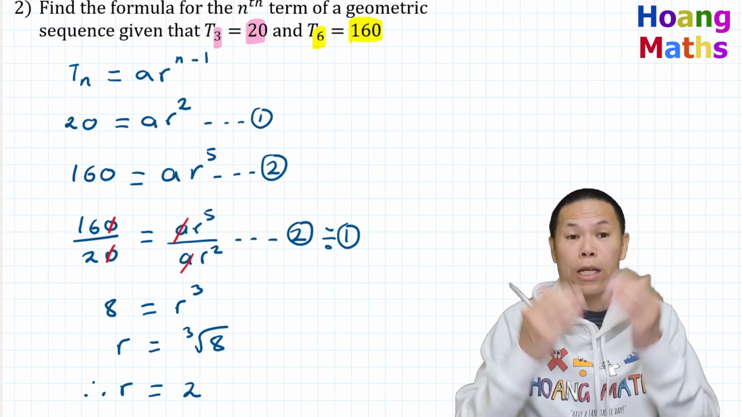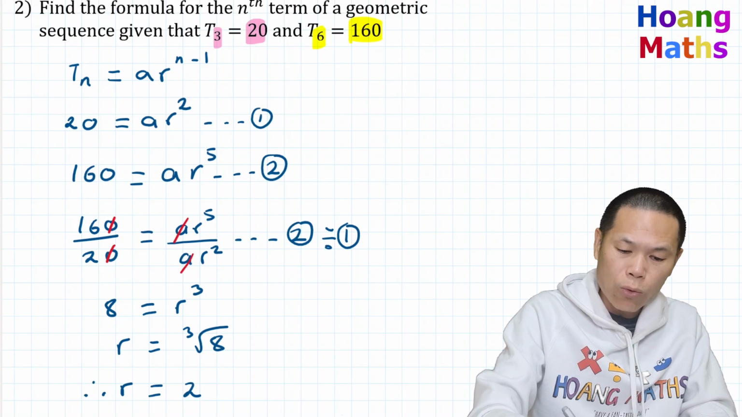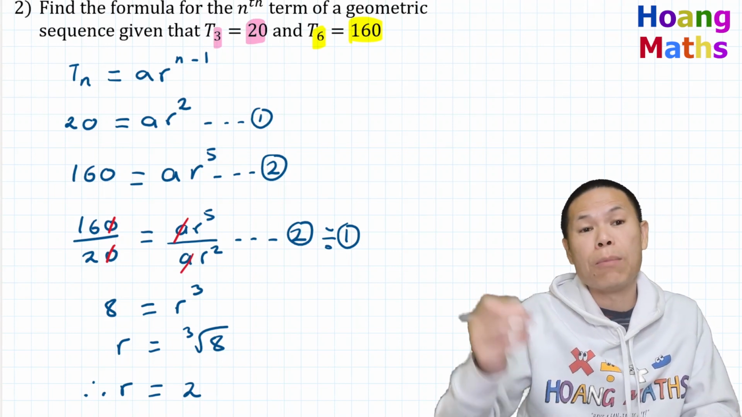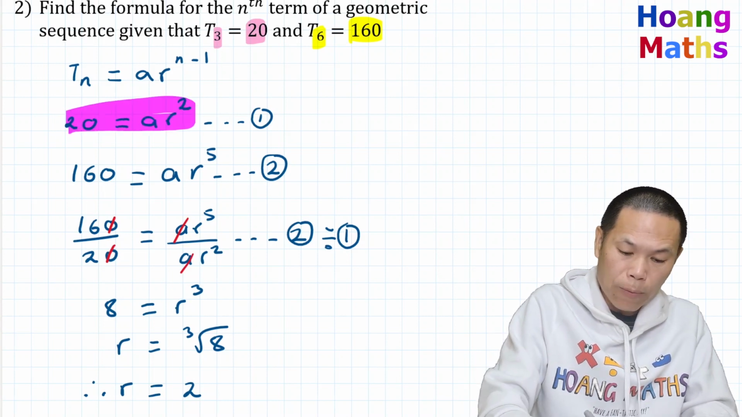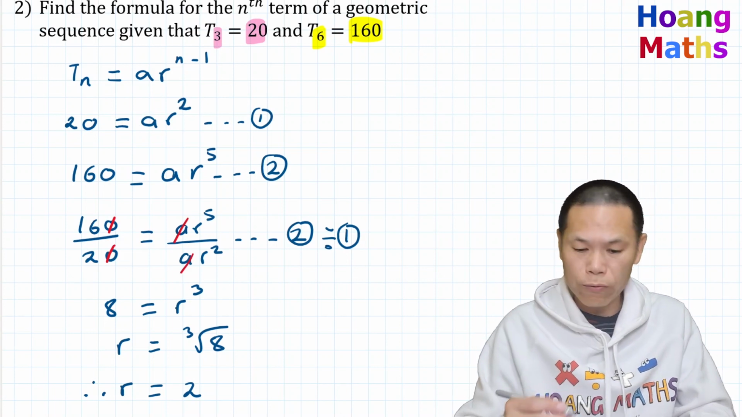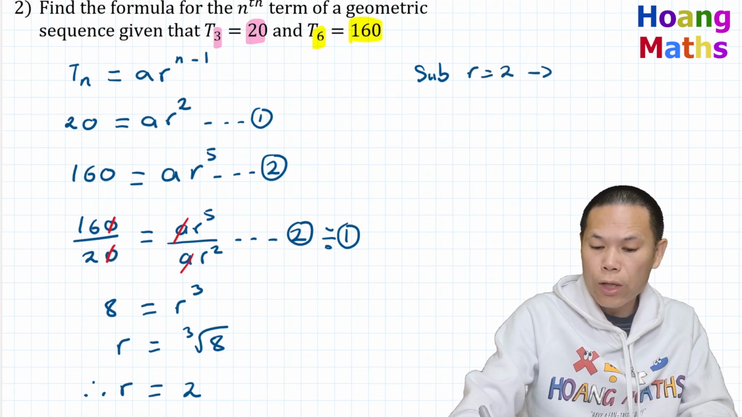So now what I do, I need to find the value of A, the first term if you like. So I just substitute into either equation number 1 or number 2. Doesn't really matter. So I just use equation number 1 in this case here. You can, of course, use number 2 if you like. So I just substitute R is equal to 2 into equation number 1.